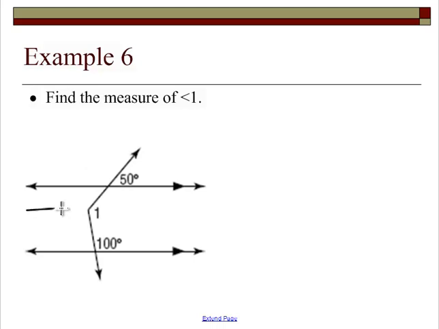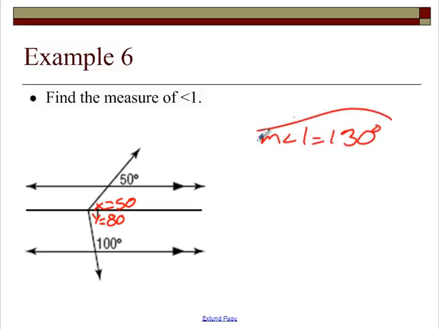I'm going to draw my line down the middle. Now if you don't have a picture drawn yet, make sure you draw one. Now I know that the 50 and x are corresponding angles because they're in the top right corner, so that's 50 degrees right there. Down here, I know that they're on the same side and they're interior. Same side interior angles are supplementary, so that's 80. 50 plus 80 gets me angle 1. That's 130 degrees.